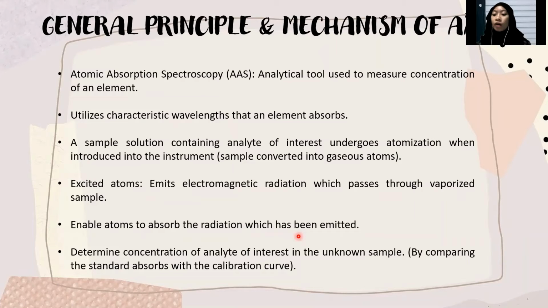According to the Royal Society of Chemistry, the number of atoms is proportional to the quantity of light being absorbed or vice versa. Therefore, the greater the number of atoms in the vaporized sample, the greater the absorption of radiation. Then, the concentration of the analyte of interest in the unknown sample is determined by comparing the amount of standard absorbance with the calibration curve. How is this calibration curve obtained? It can be obtained by running a few samples of known concentration of the element under the same conditions as the unknown. So that is all for the description.